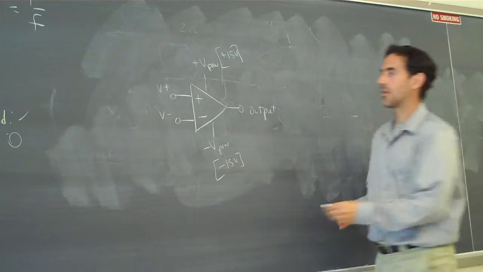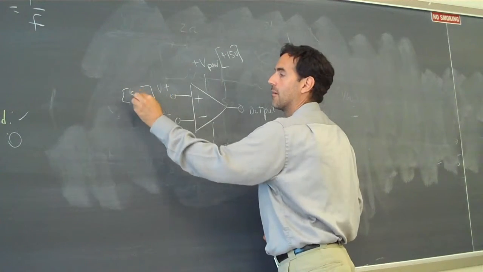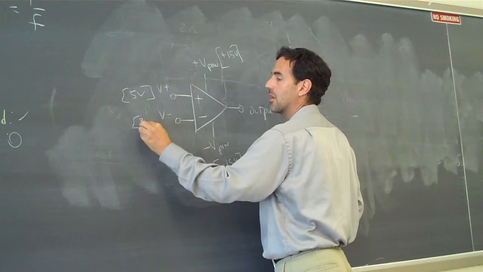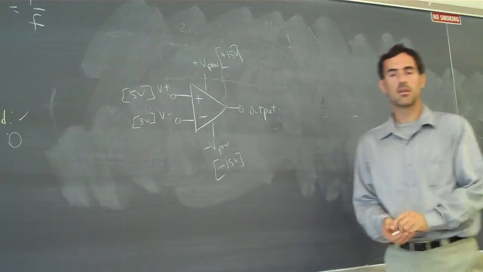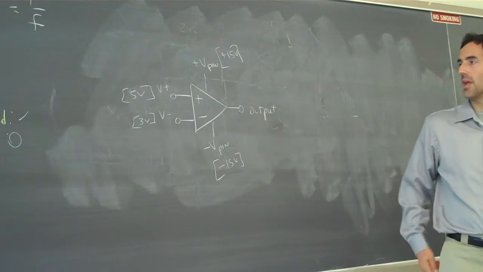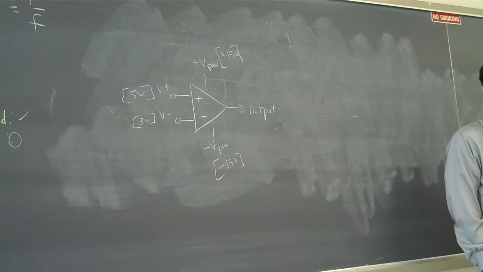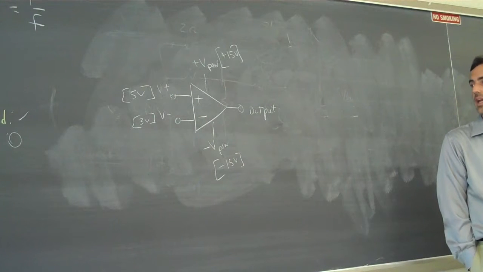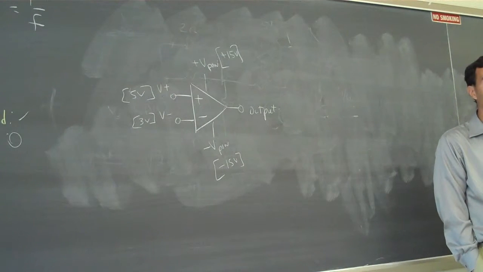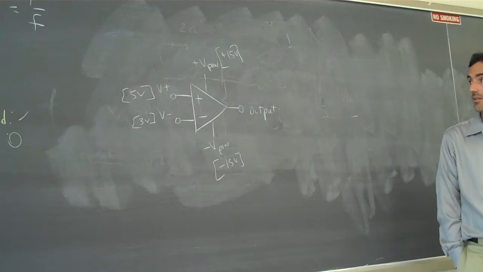And I place 5 volts at V plus and 3 volts at V minus. Then the output is going to be 2 times infinity, which is infinity, but it can't get all the way to infinity. You want to take a guess of the closest this can get to infinity in its current state?